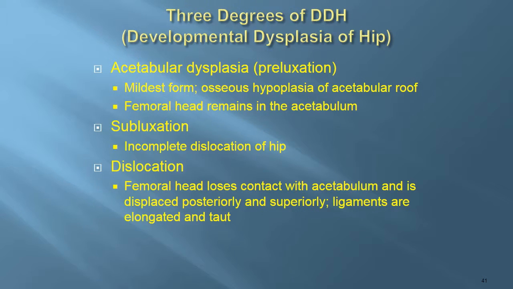There are 3 degrees of DDH, or developmental dysplasia of the hip. The mildest form is acetabular dysplasia, or preluxation. It consists of osseous hypoplasia of the acetabular roof, and the femoral head remains in the acetabulum. Subluxation is the incomplete dislocation of the hip. With dislocation, the femoral head loses contact with the acetabulum and is displaced posteriorly and superiorly. Ligaments are elongated and taut.